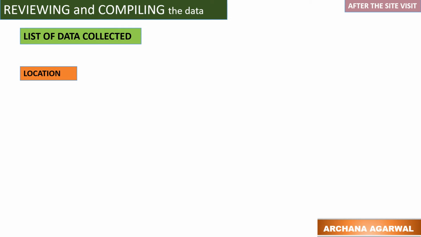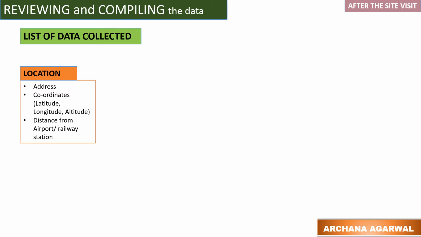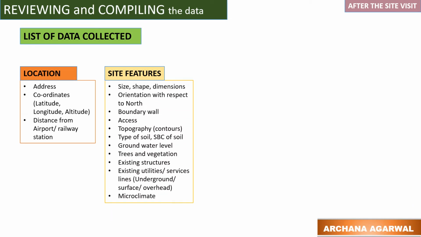Under location, I have the address of the site, coordinates, and distance from the nearest airport or railway station. Site features include size, shape, dimension of the site, orientation with respect to north, boundary wall, access to the site, topography, that is contours, and the soil condition, and the SBC, that is safe bearing capacity of the soil, groundwater level, trees and vegetation, existing structures on the site, existing utilities or services lines within the site, and the microclimate of the site.